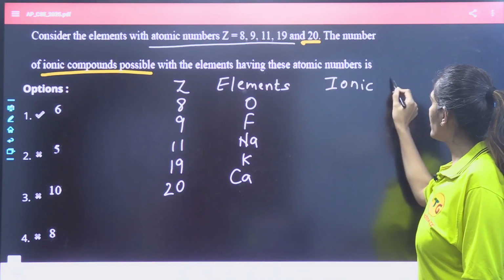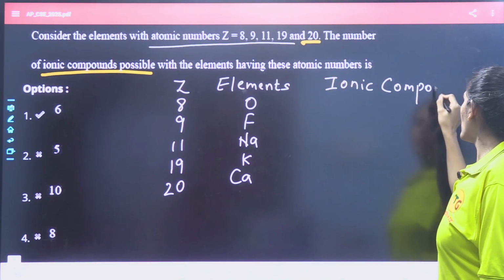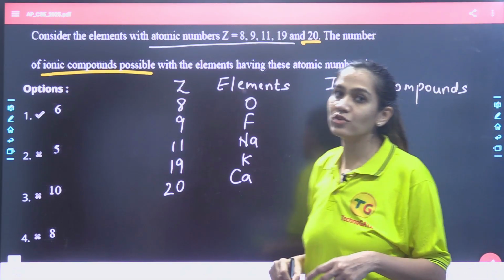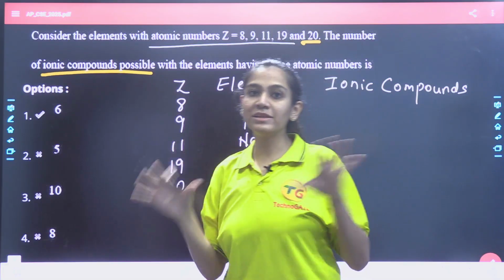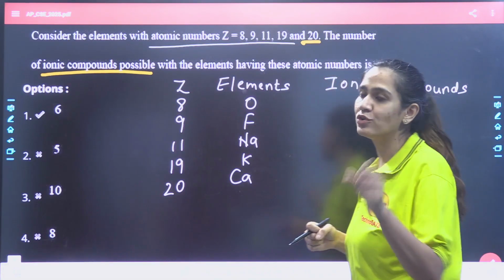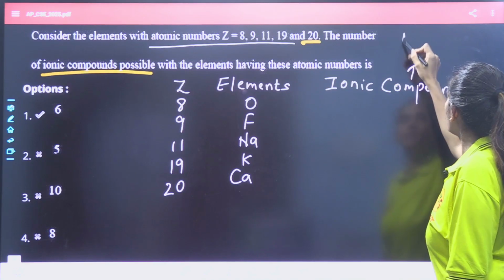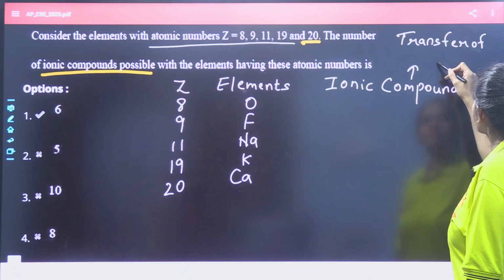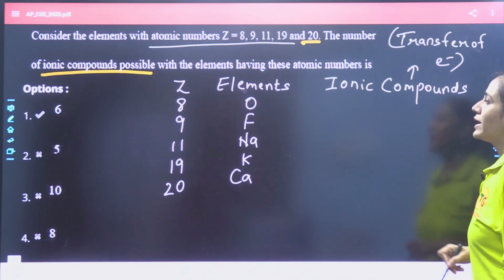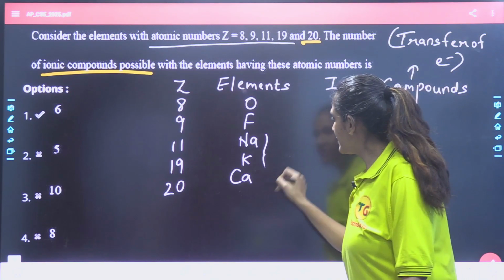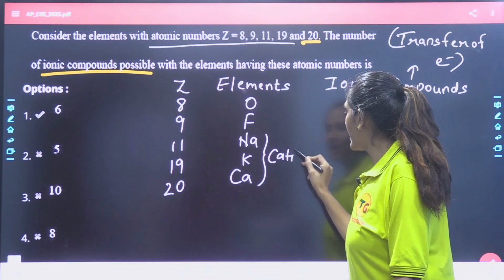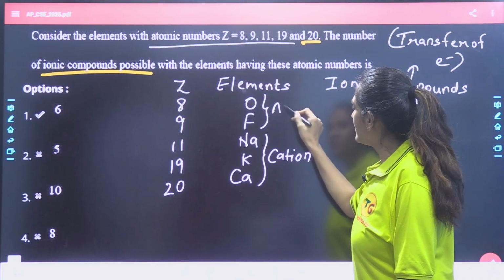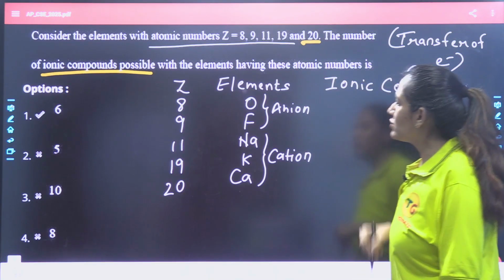Ionic compounds are those in which we have cations, anions, and electrostatic forces of attraction between ions. They are formed by the donation, acceptance, or transfer of electrons. So the compounds formed by the transfer of electrons. These three, sodium, potassium and calcium, would act as cations, the metals. And these two, oxygen and fluorine, would act as anions. Right, so let's see the number.